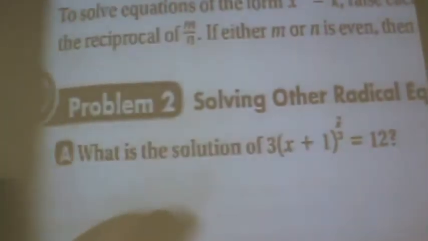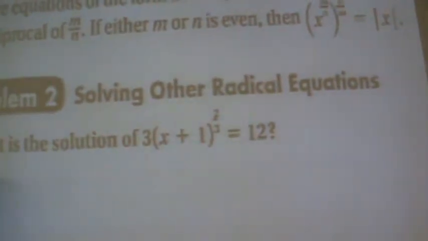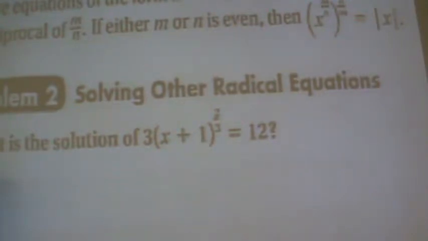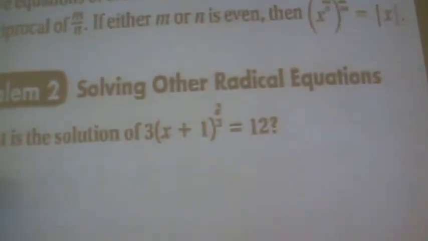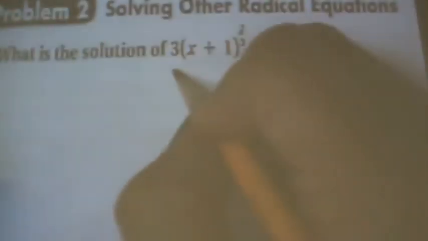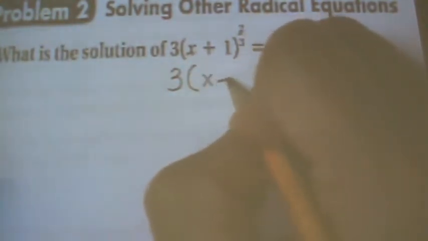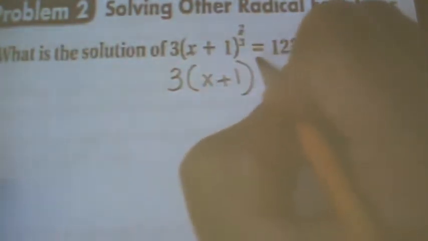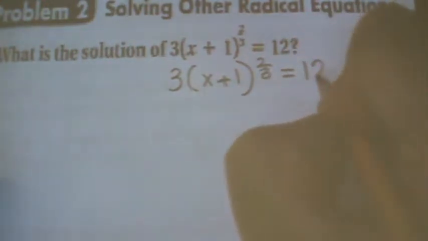Okay, so I want you to flip to the section where it says problem 2. Can you guys see this? I want you to rewrite it: 3 times x plus 1 raised to the 2/3 power is equal to 12.